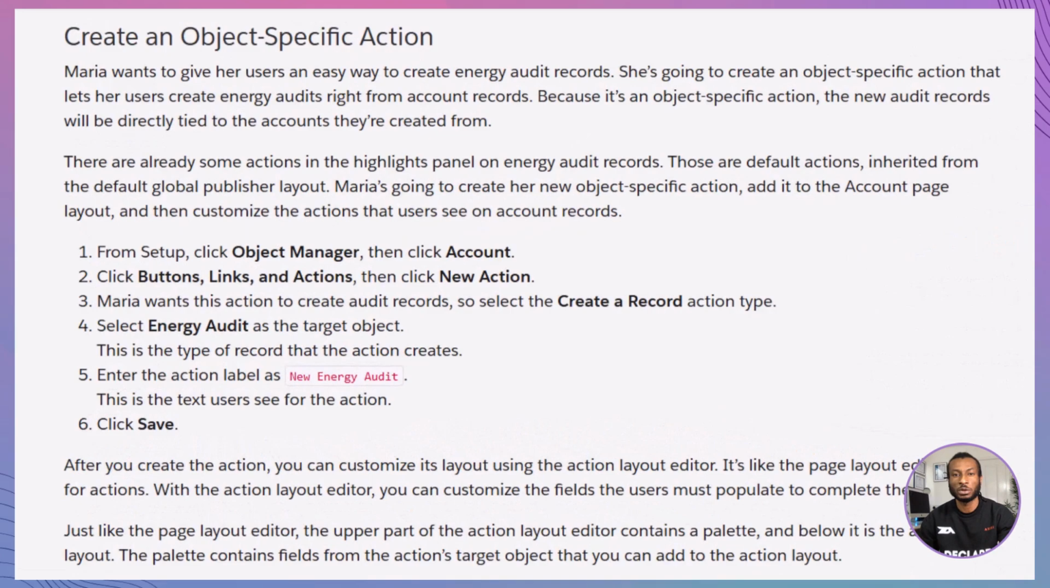Maria wants to give her users an easy way to create energy audit records. She's going to create an object-specific action that lets her users create energy audits right from account records. Because it's an object-specific action, the new audit records will be directly tied to the accounts they're created from. Here's how Maria does it.